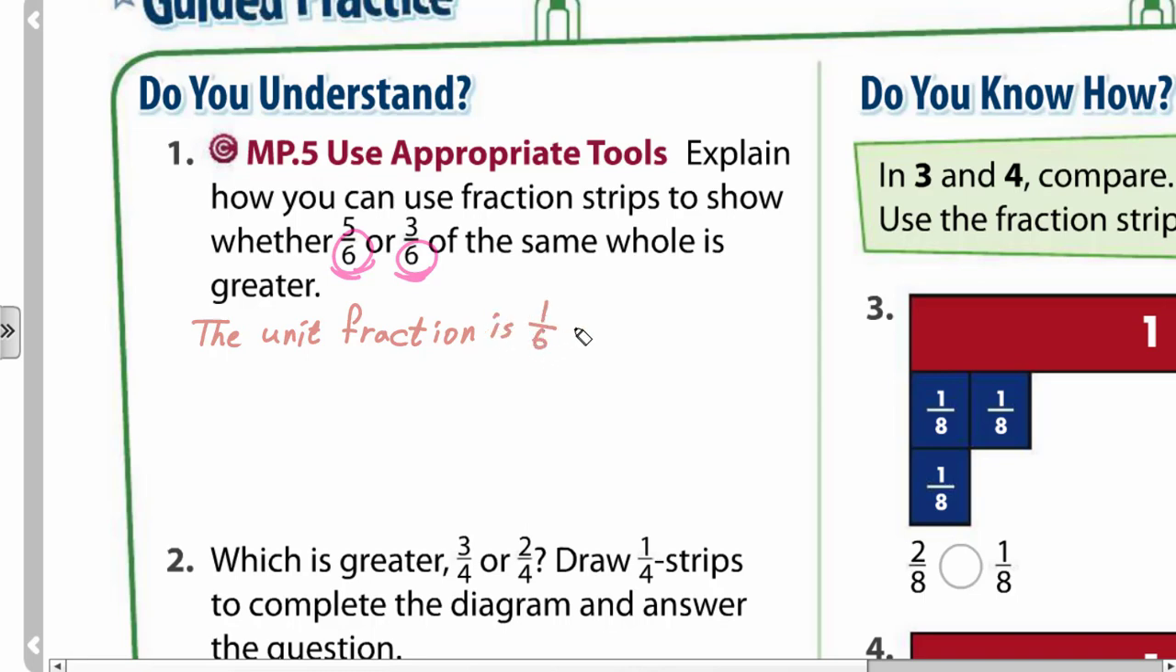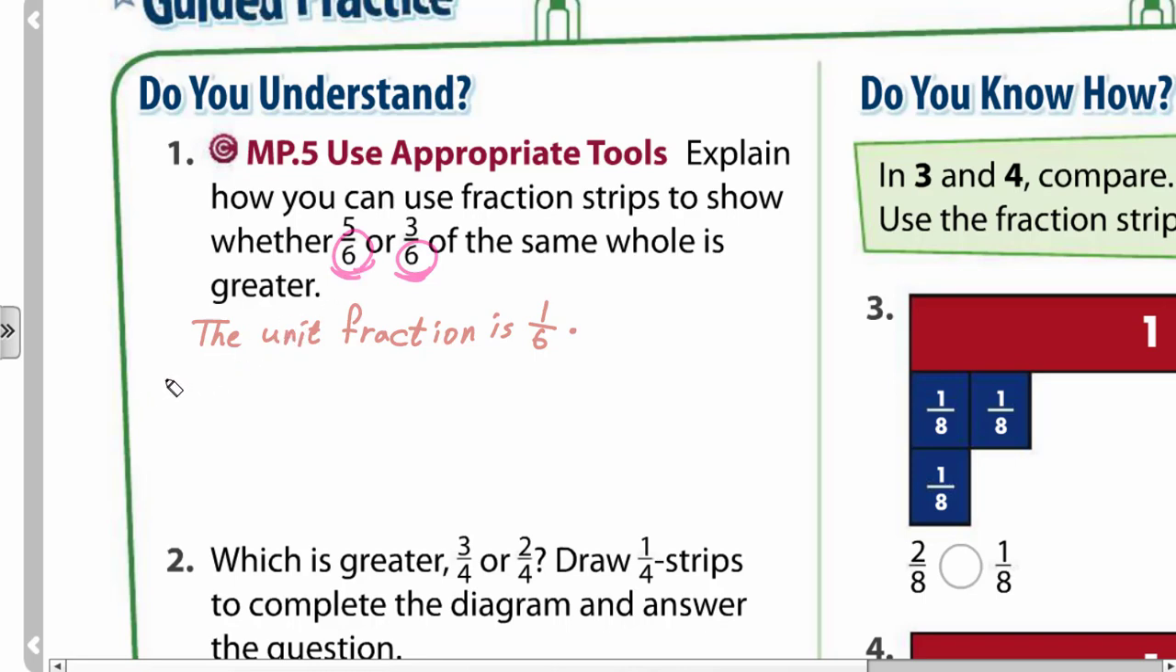The unit fraction is 1/6. So this is the first thing to start with. Then we start drawing. We start by the whole one, then draw the strips for 5 sixths, then the strips for 3 sixths. And when we do so, we will find the fraction strips show that there are more unit fractions in 5 sixths.